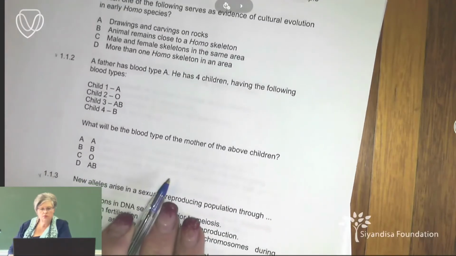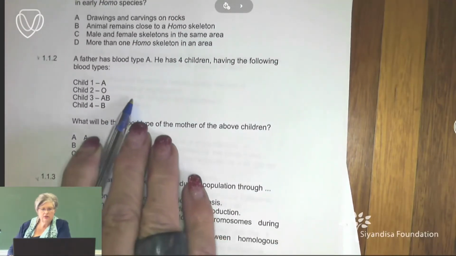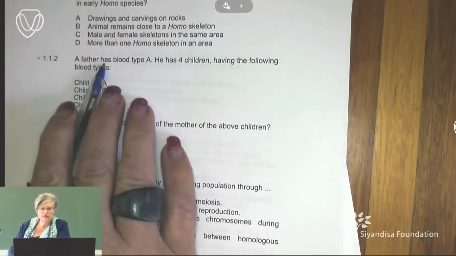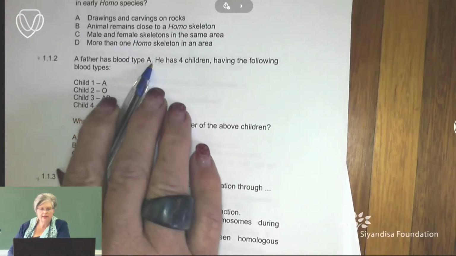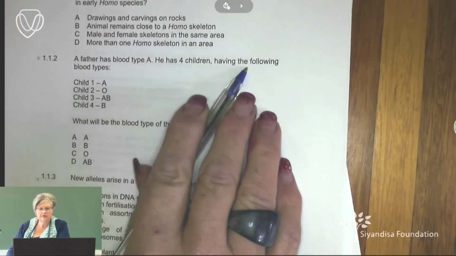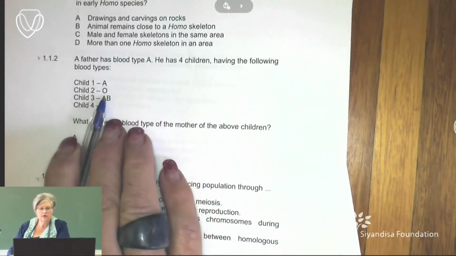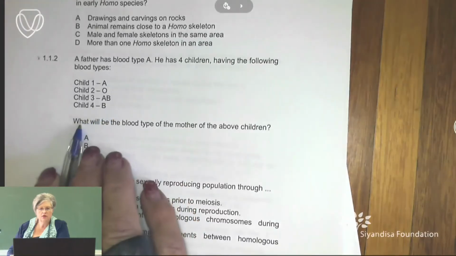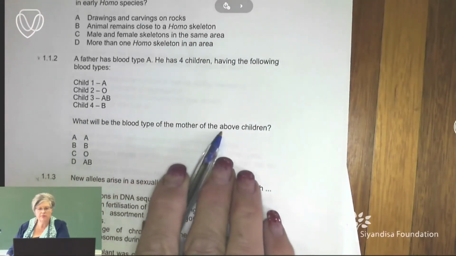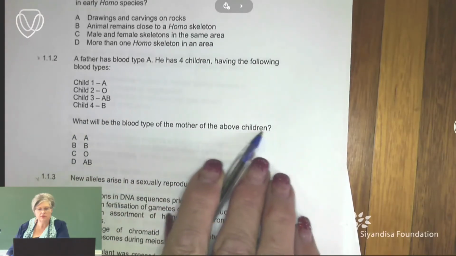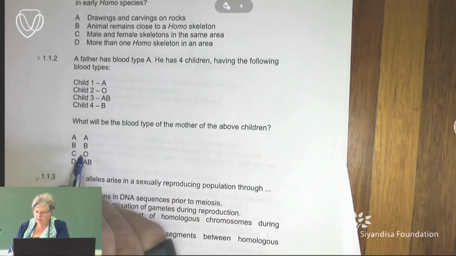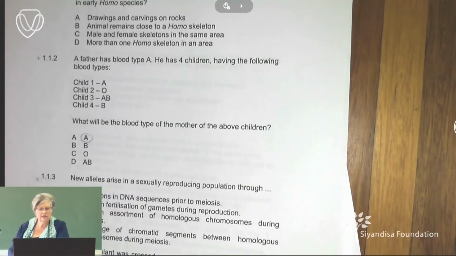This one often crops up in here. It says a father has blood group A. He has 4 children with the following blood groups: A, O, AB, and O. What will be the blood type of the mother of the above children? It's the same one that we just did. It must be A. The mother must be blood group A.